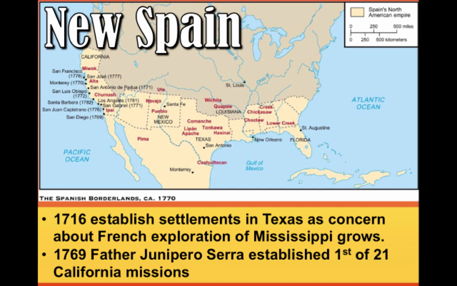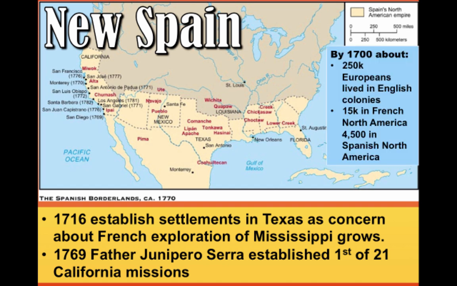And what you see in this area known as New Spain, you have Spanish settlement taking place, but it's relatively weak. In fact, if you take a look at the population by 1700, even though the Spanish were first, there will be 250,000 people living in the English colonies, 15,000 living in the French, and only 4,500 Spanish colonists in what is today North America. So Spain looks pretty impressive on a map, but the reality is the majority of their wealth and their focus was on the rest of their empire.